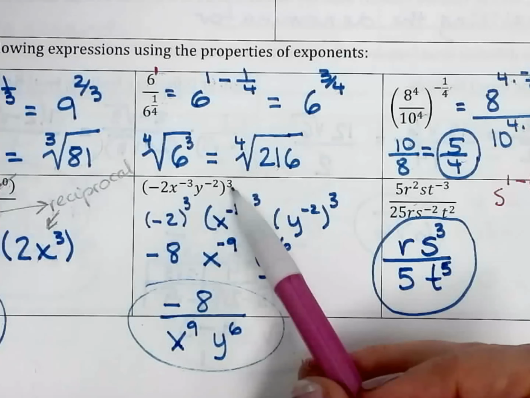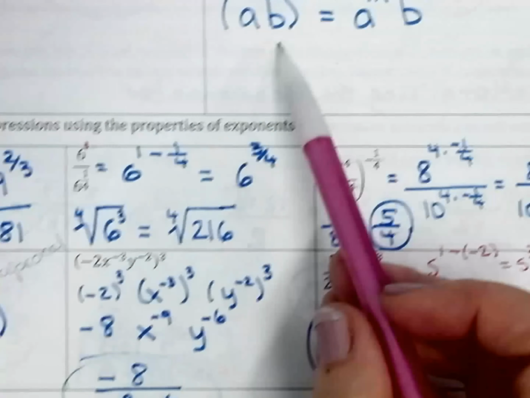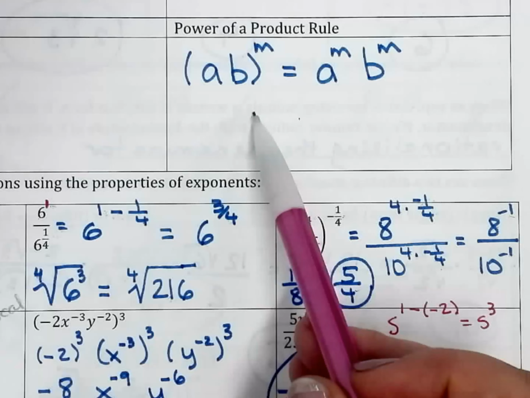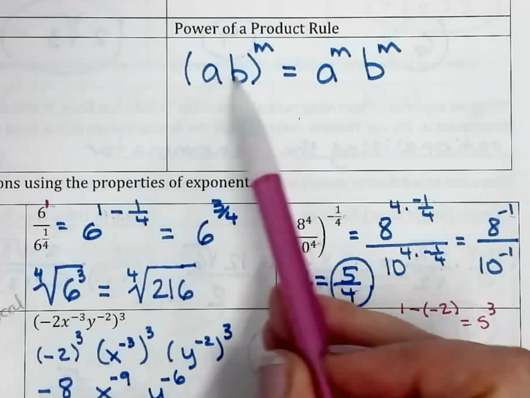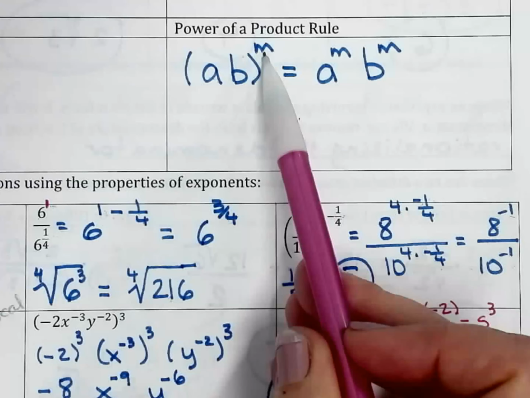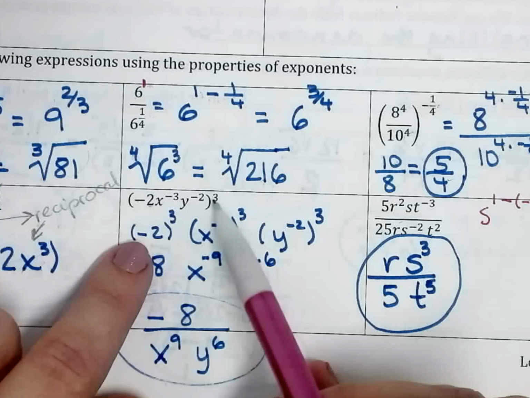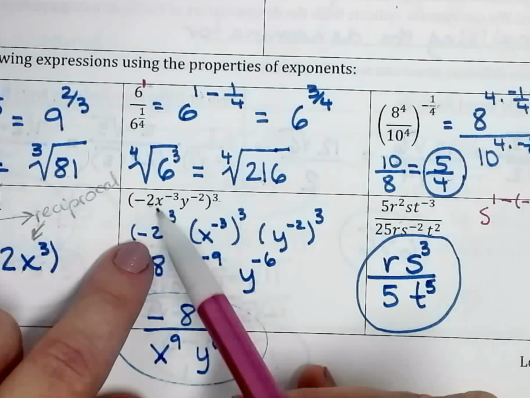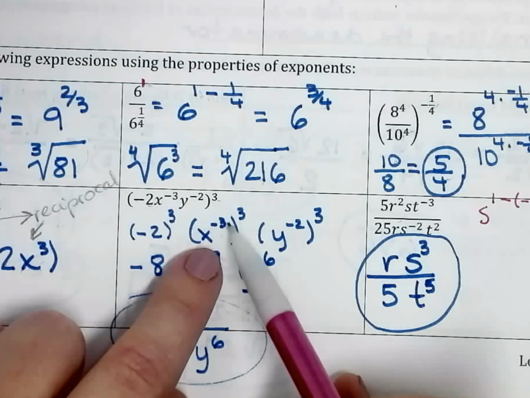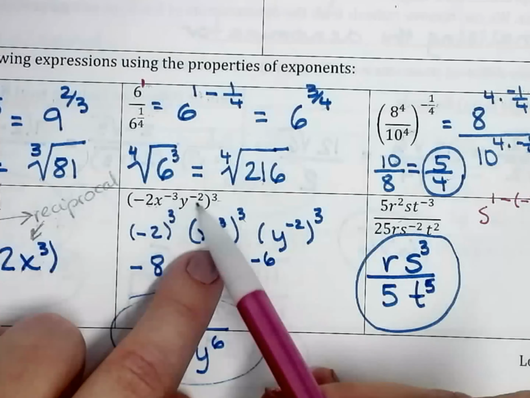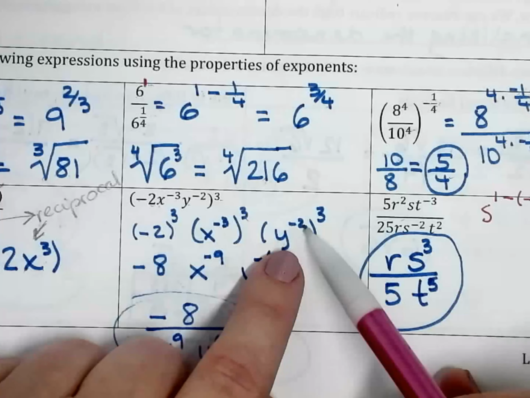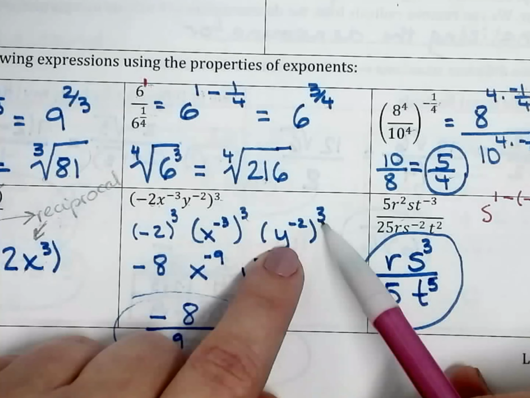This one is an example of the power of a product rule, where everything inside the parentheses is being raised to that power on the outside. So the -2 is being raised to the power of 3. This x to the power of -3 is also being raised to the power of 3. This y to the power of -2 is also being raised to the power of 3.